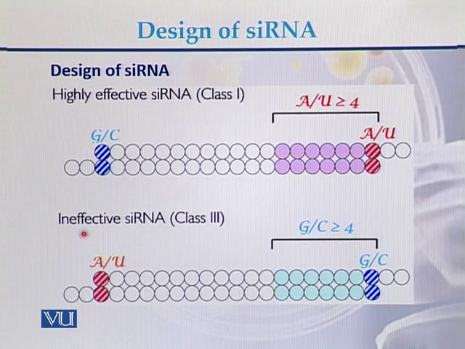While on the other hand, if the GC content is 4 or greater than 4, then such a structure of siRNA is less effective. So that belongs to class 3 siRNA. So this is the difference between the design and the effectiveness of the siRNAs.